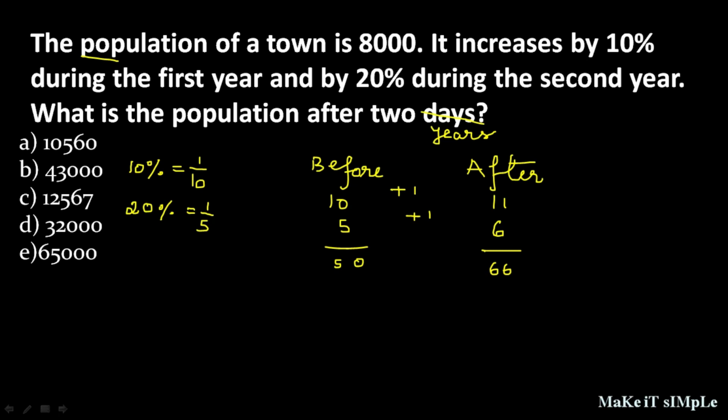The population of the town is 8,000, and 8,000 indicates this 50 units. On multiplying 50 with 160, we will get 8,000. So we have to multiply the same 66 with 160, and we will be getting 10,560.